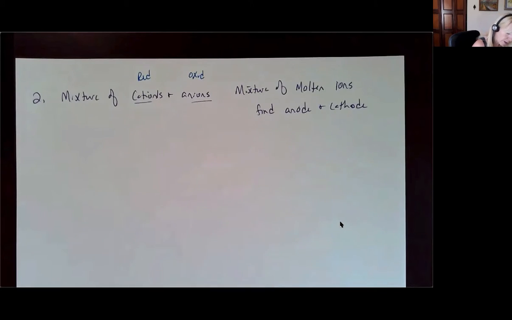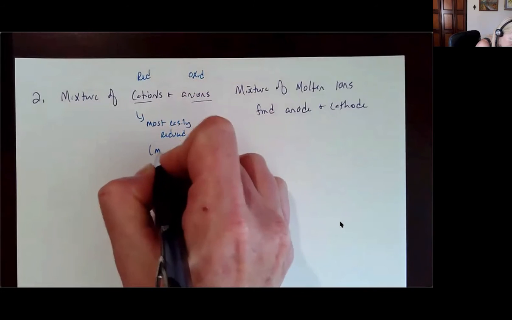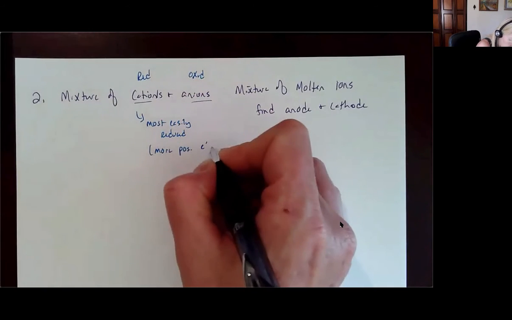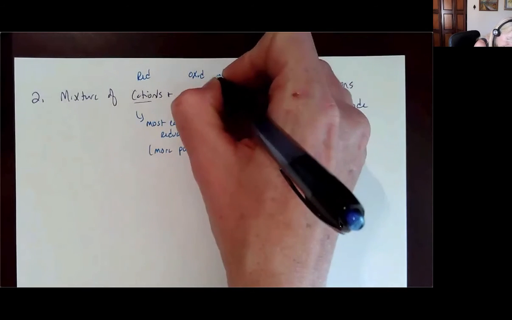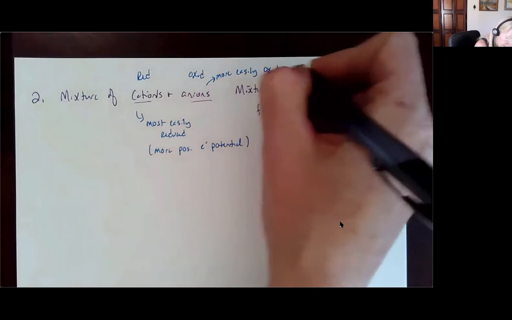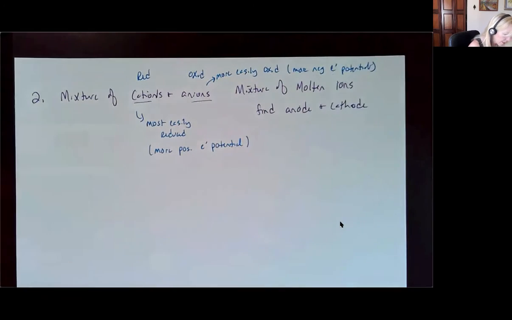So this is going to be whichever one is most easily reduced. That means it has a more positive electropotential. I'm going to look at that table. And this is going to be more easily oxidized, meaning it has a more negative electron potential. So I'm just going to look at the table, and that's going to allow me to determine that.